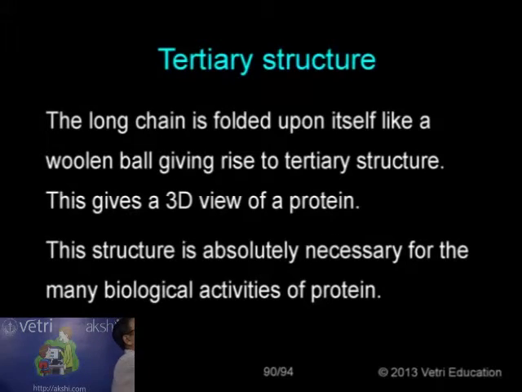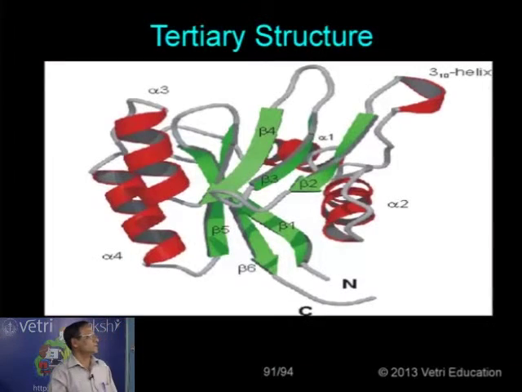Now the quaternary structure. So this is the diagram representing what is called the tertiary structure. Here you see a number of beta sheets, beta 1, beta 2, and then alpha 1, alpha 2, alpha 3, alpha 4, which represent the helices. Both the beta sheets and alpha helices combine together to form what is called a Rossmann-like structure, and that one is the tertiary structure.